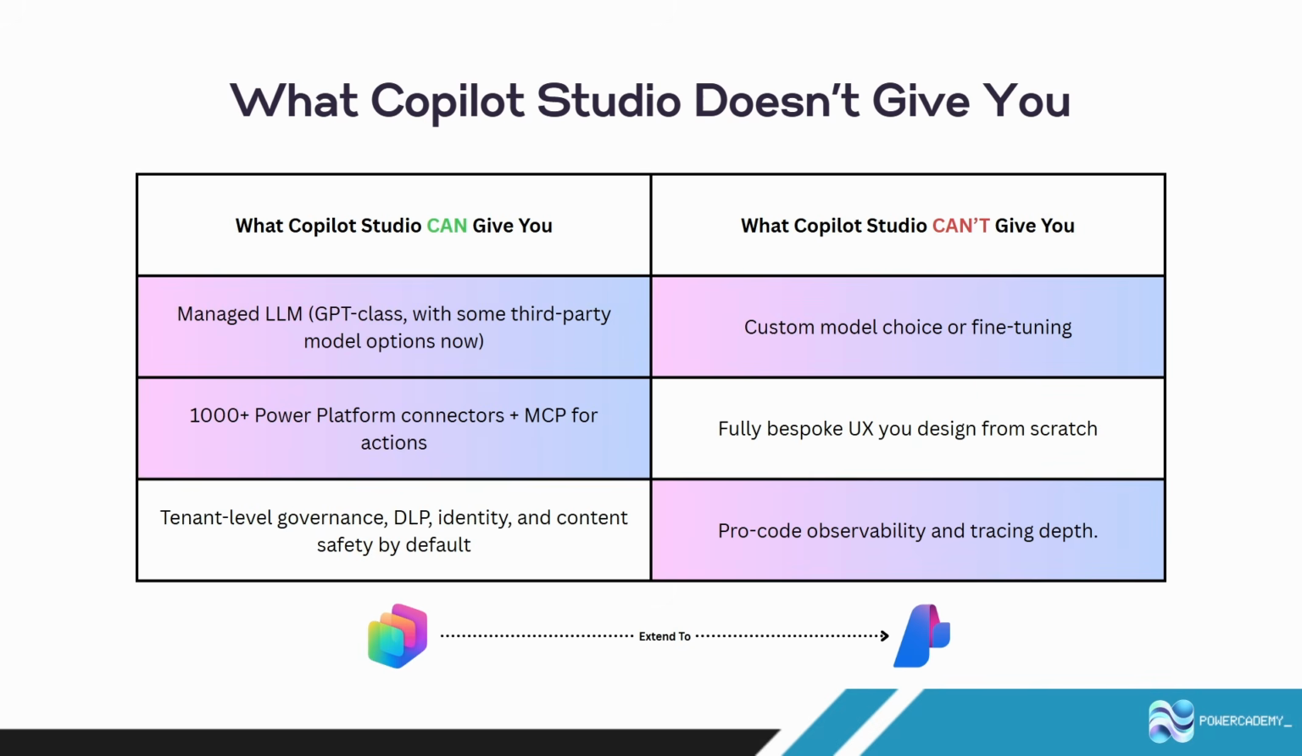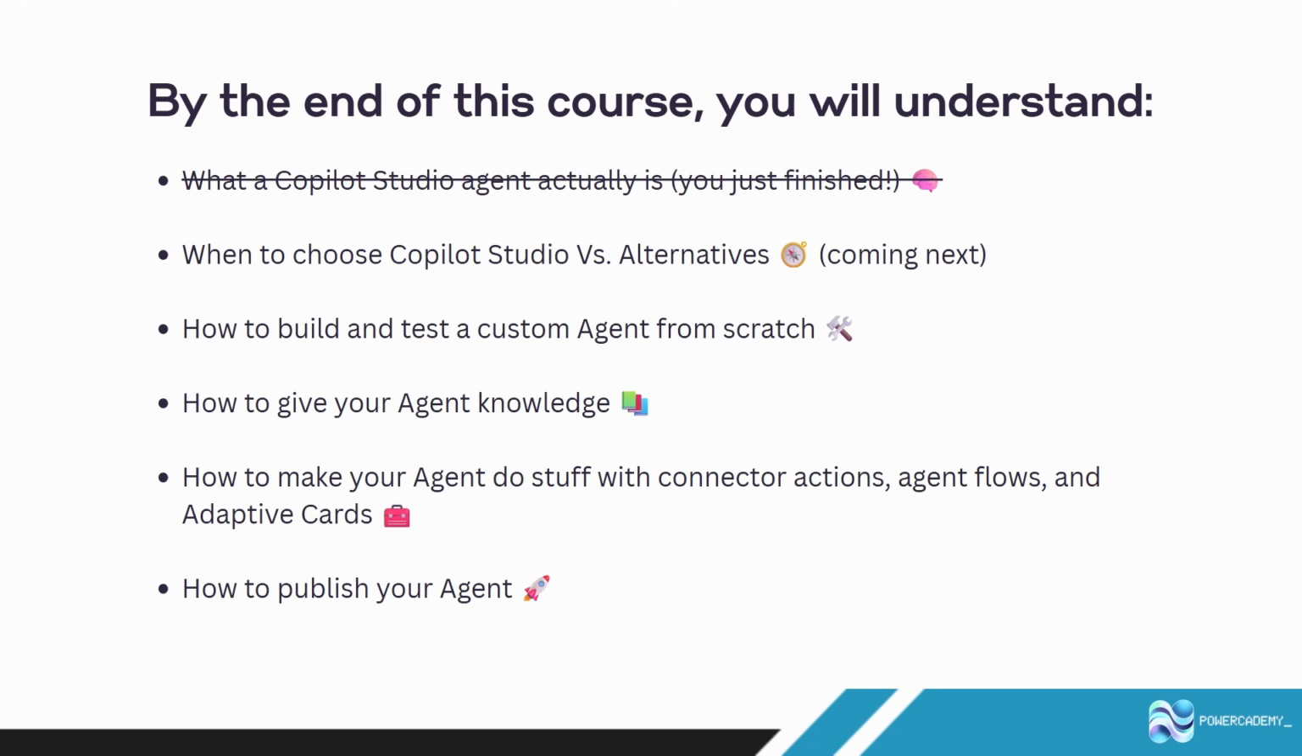And I'd say the main difference here is pro-code observability and also tracing depth. So again, thinking about the infographic that I showed, Copilot Studio is really that middle layer, but if you really want to extend your agents and have full custom capability of those agents, then Microsoft Foundry is the place to go for that. But for a lot of use cases, Copilot Studio works. Now, I think it's going to be good to just go through what you're going to cover in this course.